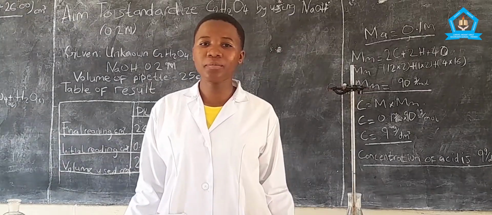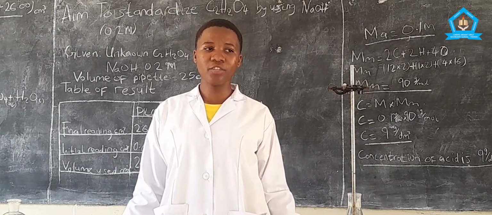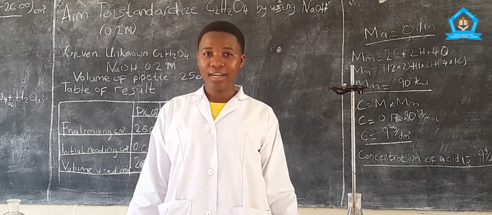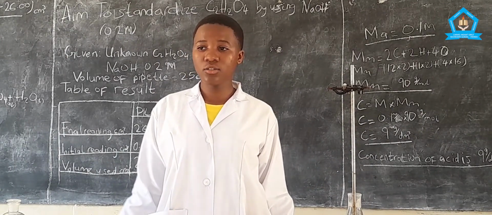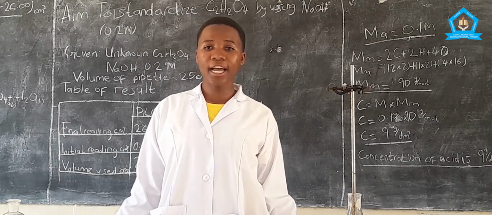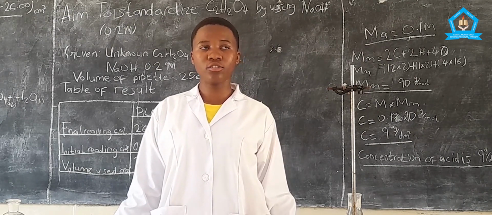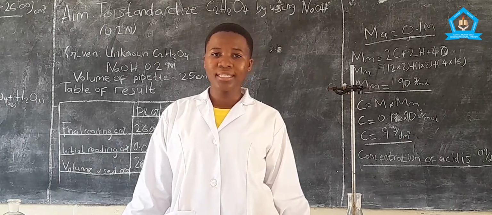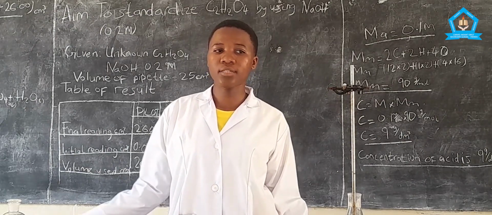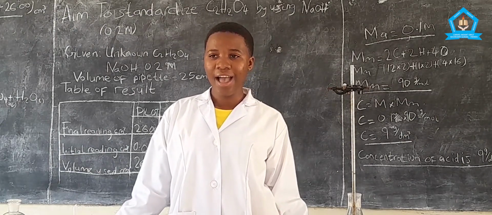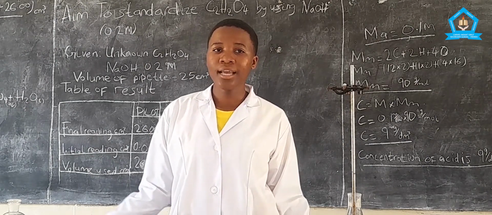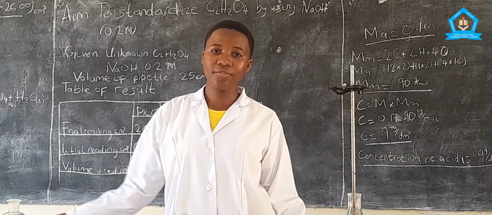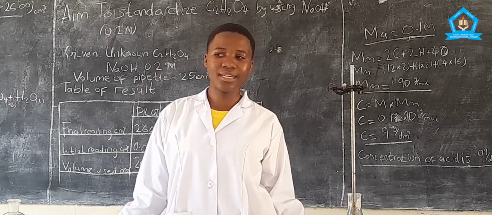Hi everybody, my name is Eunice. I'm here to present the application of volumetric analysis as we see at our first experiment. First, volumetric analysis is used in medicine. How? It can be used to determine the concentration of virus or bacteria in a blood sample. Second, volumetric analysis is used in industries. How? We can determine the amount of acetic acid in vinegar by using volumetric analysis.